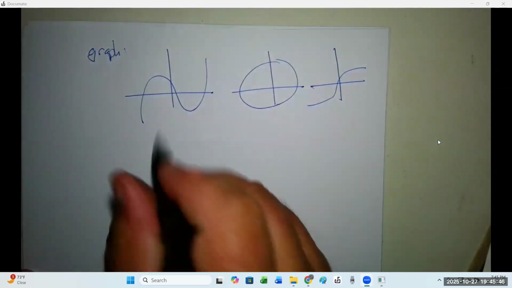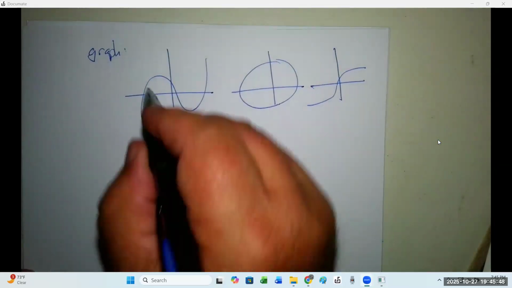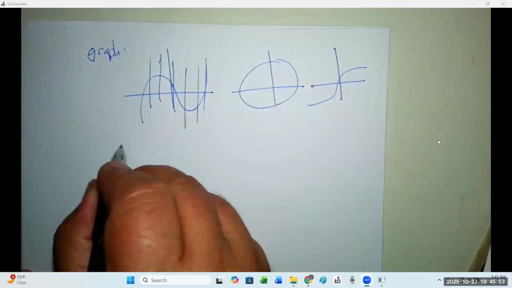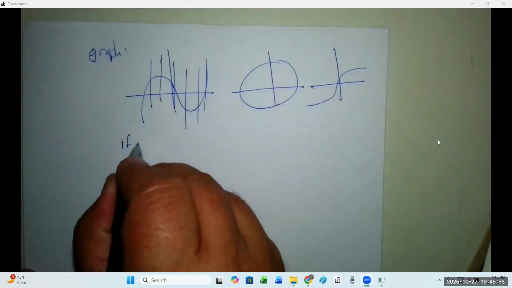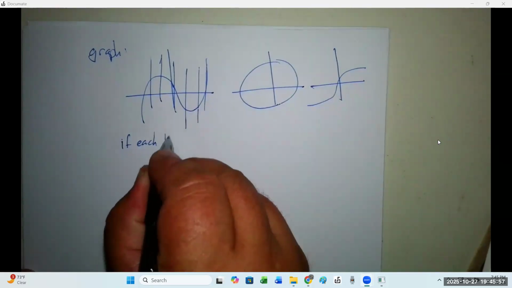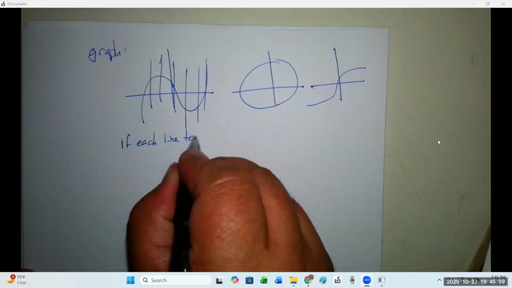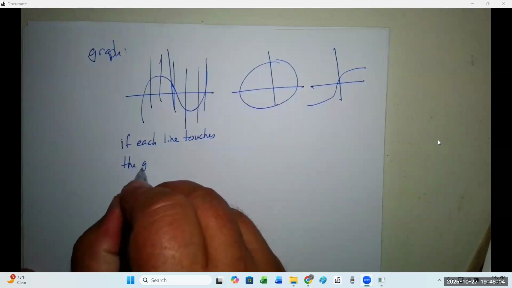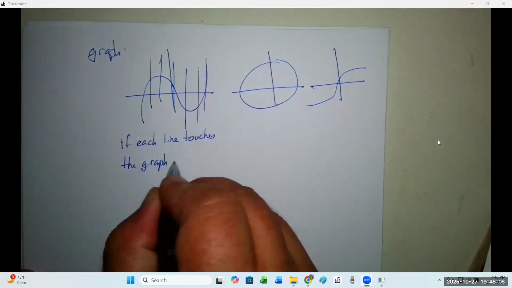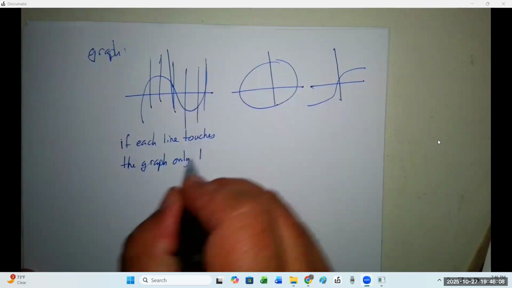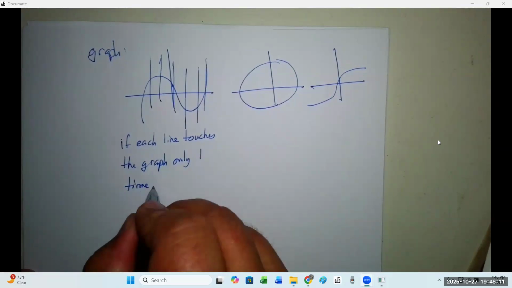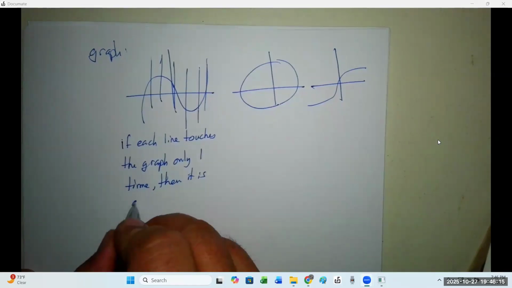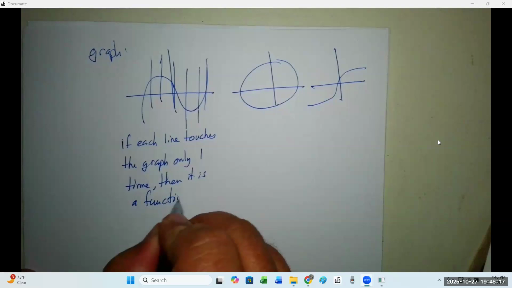Is this a function? Well, if we drew a vertical line on the graph, if each line touches the graph only one time, then it is a function.